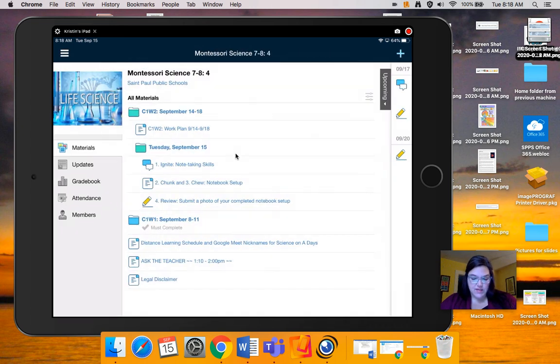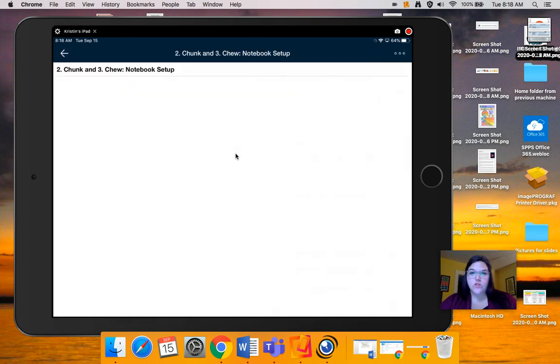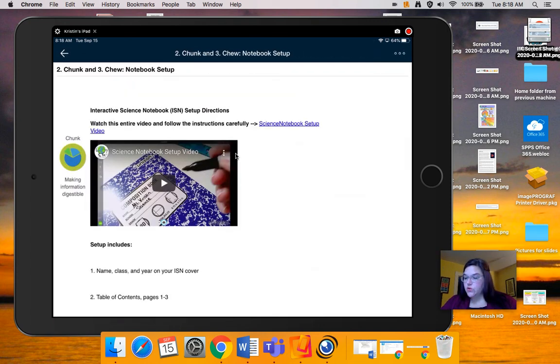After you are done with today's Ignite discussion post, you'll move on to our Chunk and our Chew, which is the notebook setup. So we told you last week that you will need a notebook, right? Composition notebook tends to work the best. They hold up all year. If you have a spiral notebook, that will work. And you are going to go through and do your table of contents and number all of our pages. And then you're going to get started with some notes. And all that's in these videos. So please watch the videos so that everybody has their notebook set up the right way.